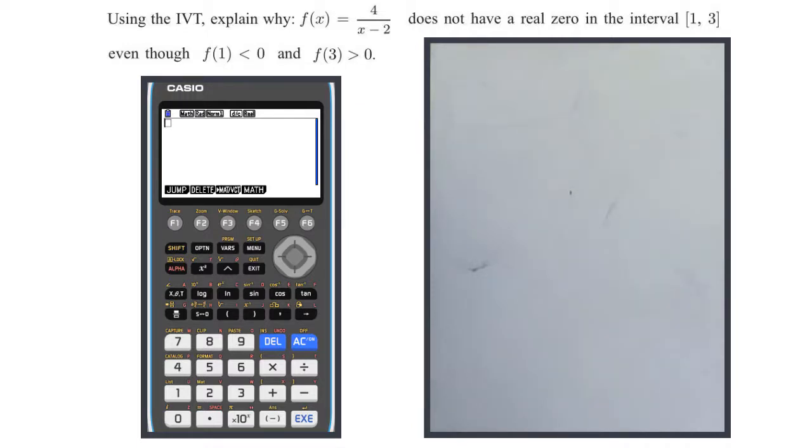So it says, suppose a function f is continuous on a closed interval [a, b]. If k is any value between f of a and f of b, so in this case we've been told that f of a is negative, where a was 1, and f of b, where b is 3, is positive. Right, so if k is any value between that negative value and the positive value, then there exists a c in that closed interval such that f of c equals k, where k is between.